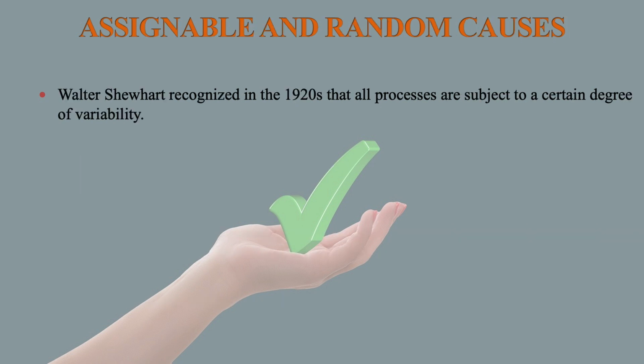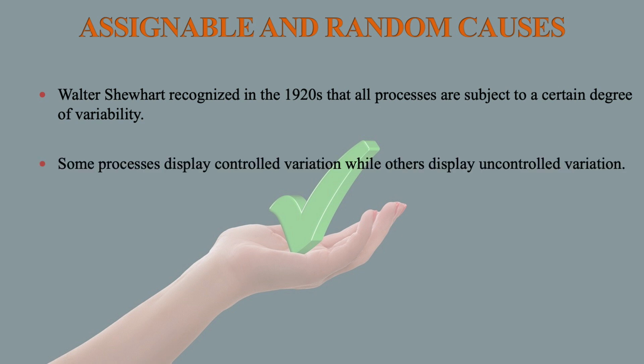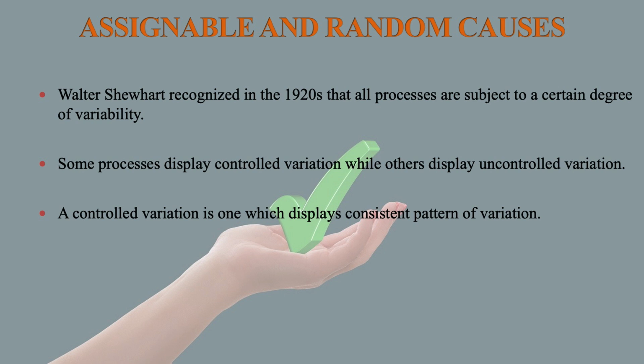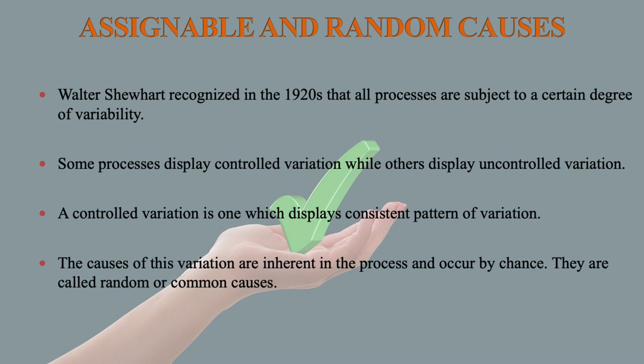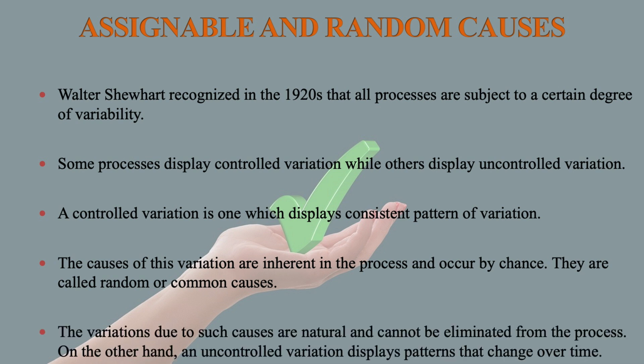Walter Shewhart recognized in the 1920s that all processes are subject to a certain degree of variability. Some processes display controlled variation while others display uncontrolled variation. A controlled variation is one which displays a consistent pattern of variation. The causes of this variation are inherent in the process and occur by chance. They are called random or common causes. The variation due to such causes is natural and cannot be eliminated from the process.